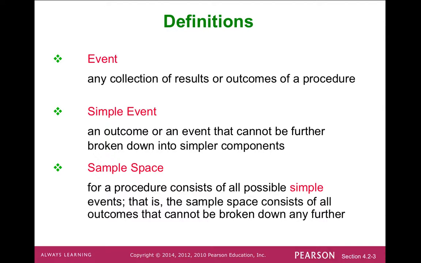What the sample space is, for a given procedure or what is going to happen, is that it's going to consist of all the possible simple events. So basically, the sample space consists of all of the different outcomes that cannot be broken down any further. And this will make a little more sense as we keep going.